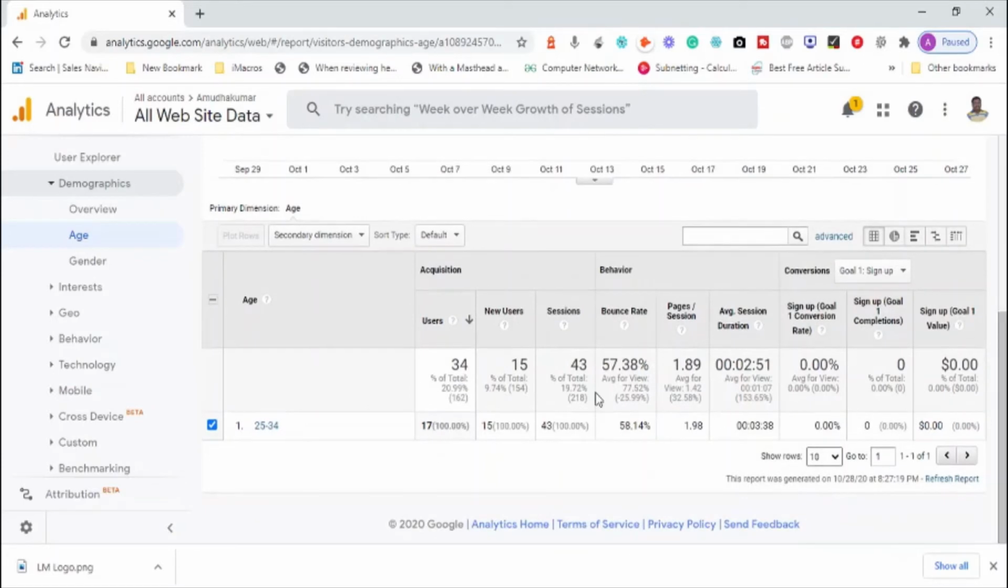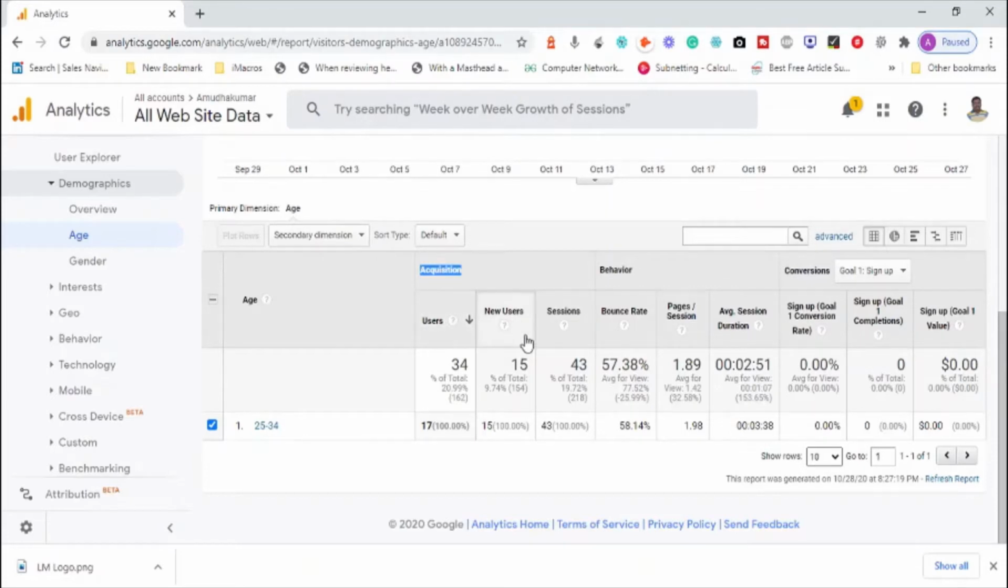All the data in Google Analytics is divided into three major sections, as I've already said: acquisition, behavior, and conversion. Now if you see, acquisition has got three major sections. One is called users. Users are none other than the people who are coming to your website, and new users are the people who are coming to your website for the first time.